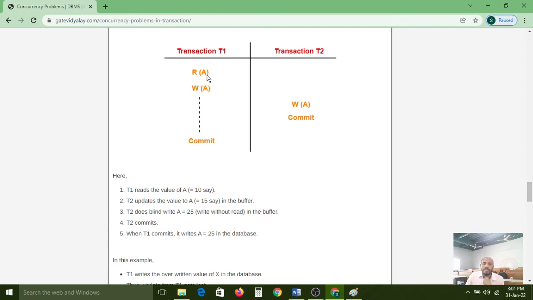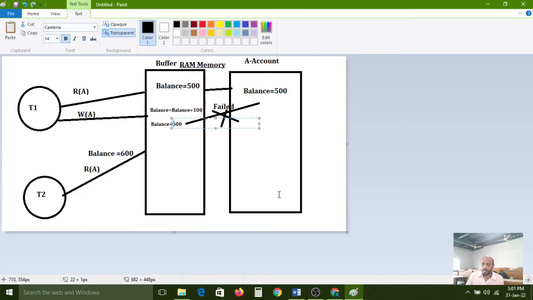Because according to the T1 transaction, the read value is what? 10 to start, after that 15. After the write operation, 15. Then after the commit statement, what will it get? Carefully observe, 15 you need to get now. But the T2 transaction has updated in between, because these two transactions are accessing the same database.